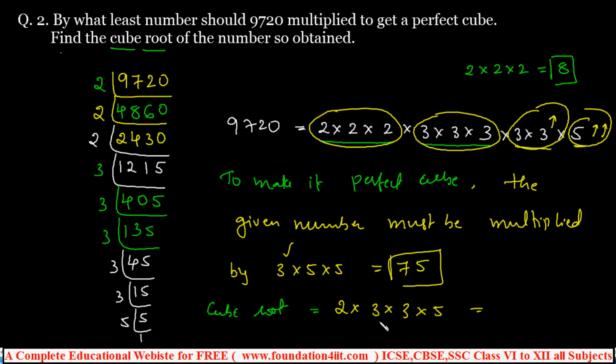You can multiply 2 into 3 into 3 into 5. How much will we get? 2 times 3 is 6, 6 times 3 is 18, 18 times 5 is 90. So we will get 90. Even if you multiply 75 into 9720, it is nothing but 90 cubed, 90 into 90 into 90. That's exactly 75 into 9720. So 90 is the cube root of the number so obtained. This is the method we need to follow. The main thing you should remember is to do the prime factorization clearly.